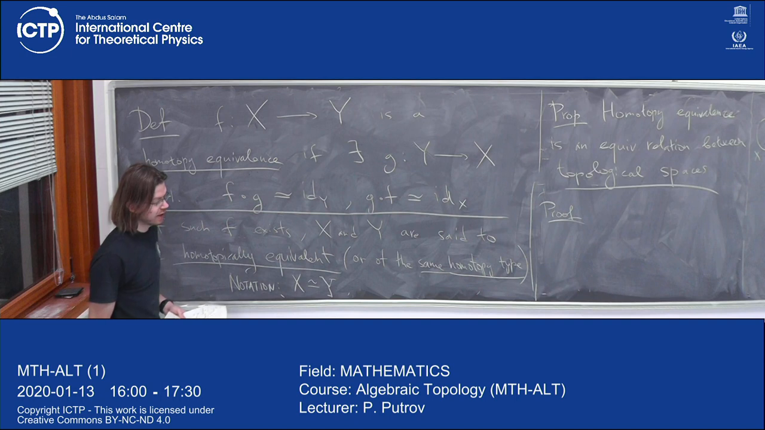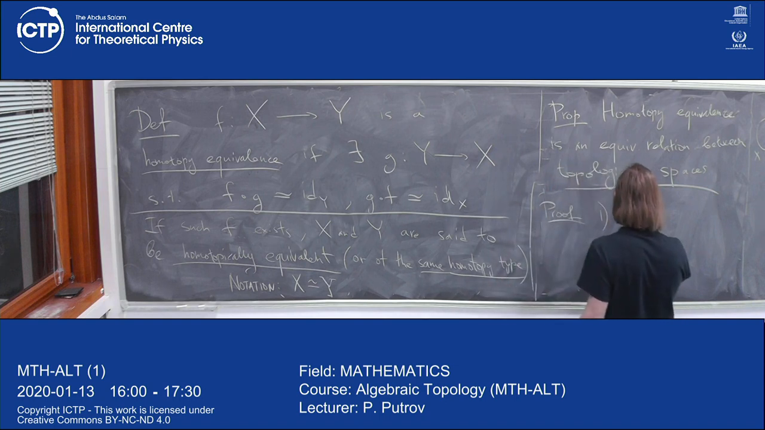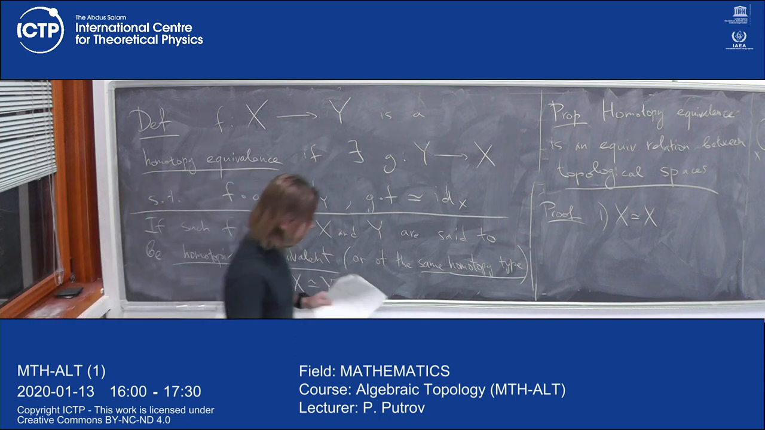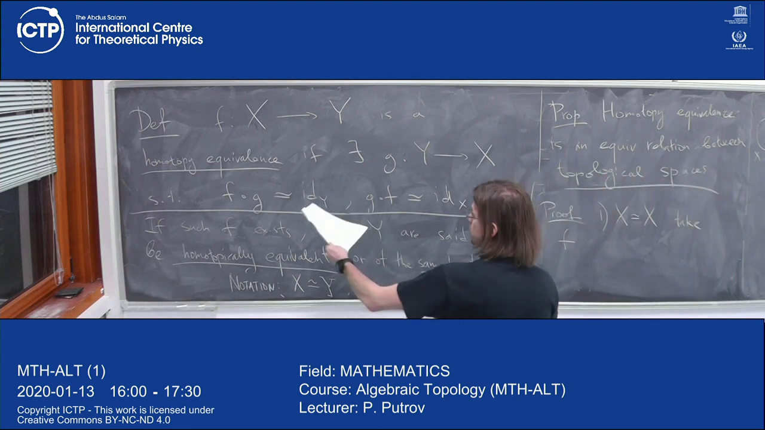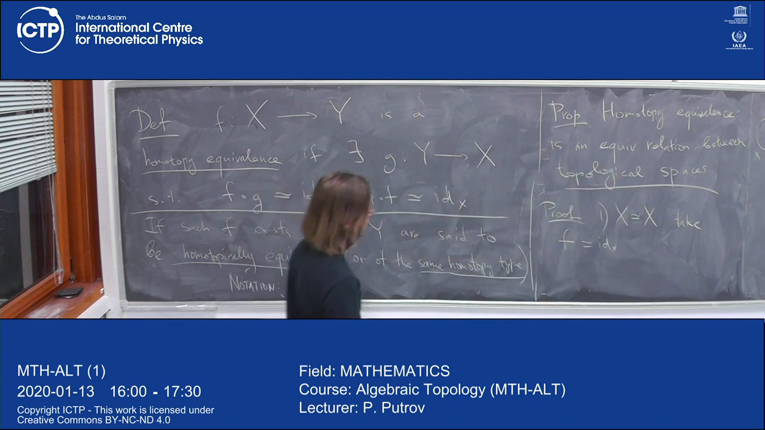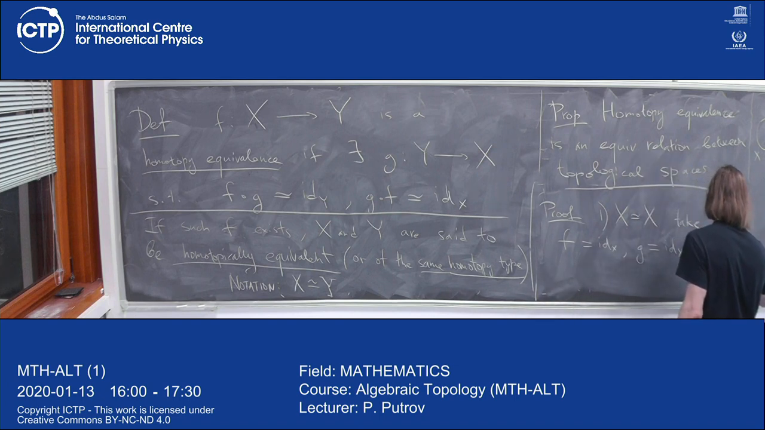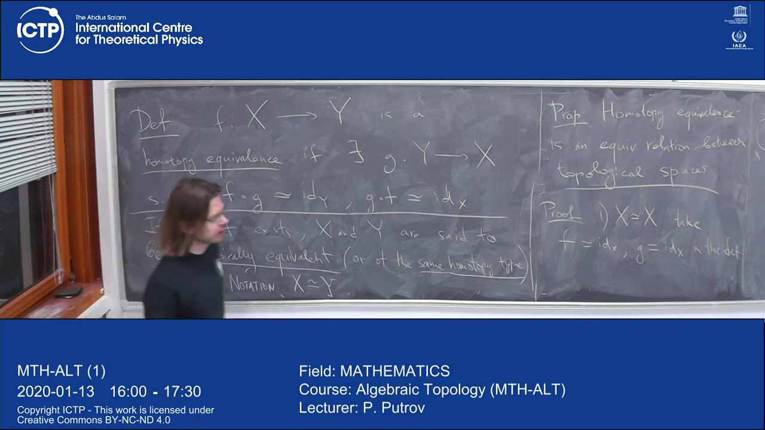Reflexivity, symmetry, and transitivity. So first, is it true that a topological space is homotopy equivalent to itself? Of course it is. In the definition, we just take F to be the identity, and the identity is homotopic to the identity, and G also to be the identity on X. So we take this pair of functions which should exist to be the identity.